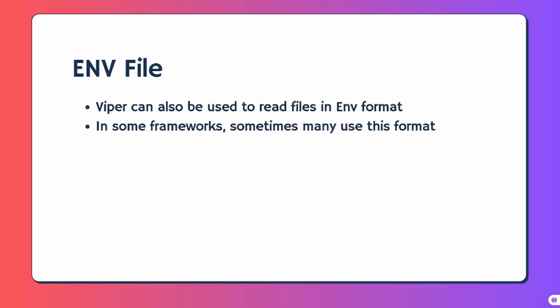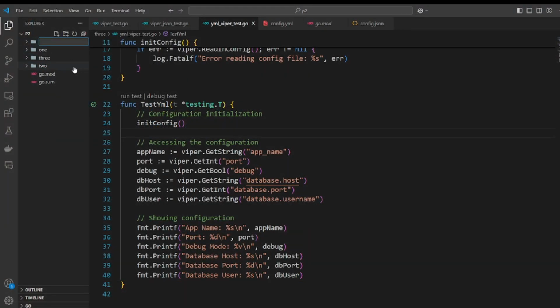env. Viper can also be used to read files in env format. In some frameworks, many use this format. Well, for reading .env files, it's actually the same too. First, we create a .env file for the parameters. We just match them to before.